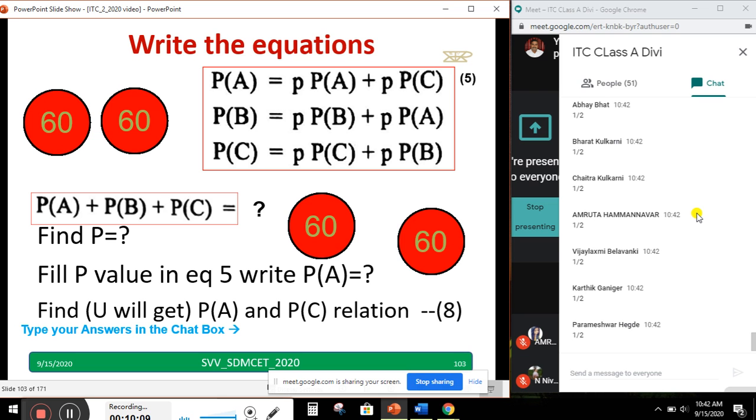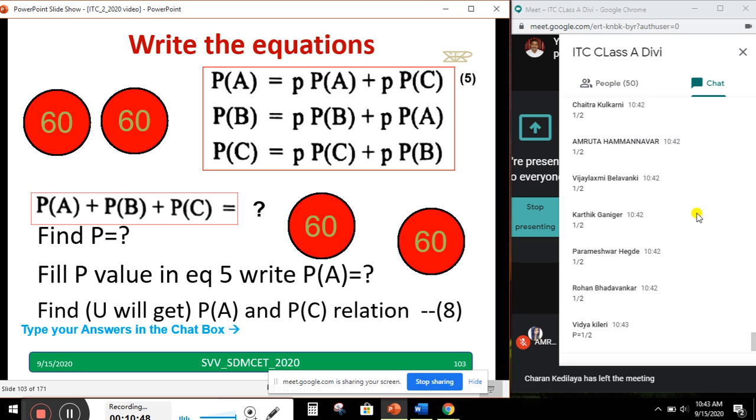I want you to fill this P value in equation 5 and write P of A equal to. Second answer, Rohan, 1 by 2 is the answer. Even if you first type P of A equal to, others can write simply the answers. Next, somebody can type P of A equal to something into P of C, a relation between P of A and P of C. After filling the P value in equation number 5, you will get the relation between P of A and P of C.